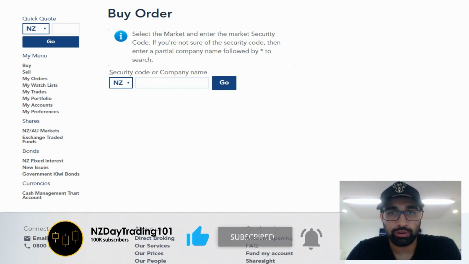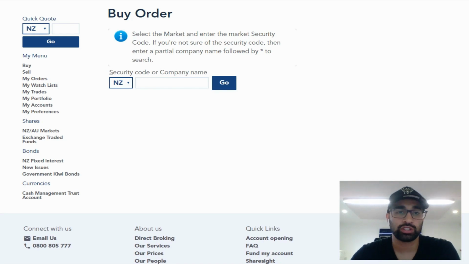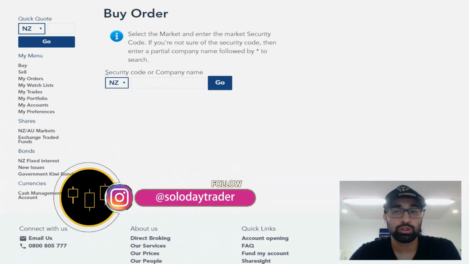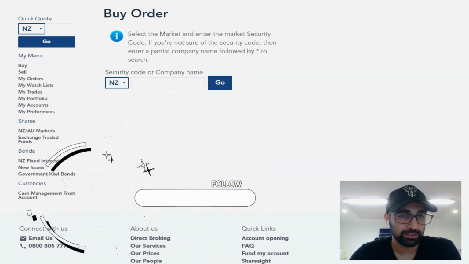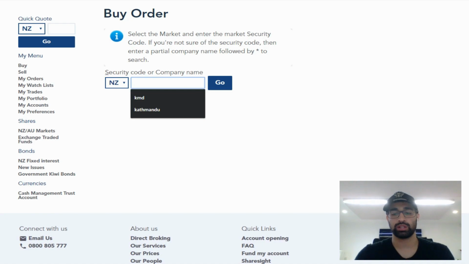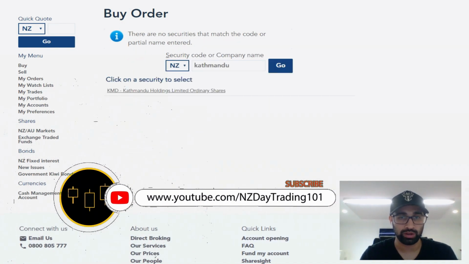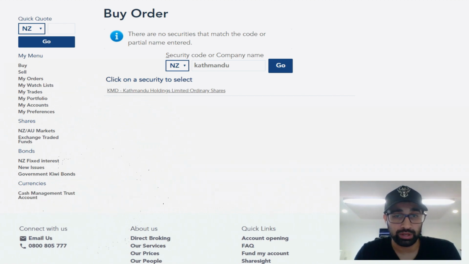So if you're with Direct Broking or ASB Securities or Sharesies, you would have a buy button. For this example, I will be using Direct Broking. In order to buy a share, simply click on the buy button. Here we go, and then simply write a company that you like or shares of a company you want to buy. So for this example, I'm going to use Kathmandu.